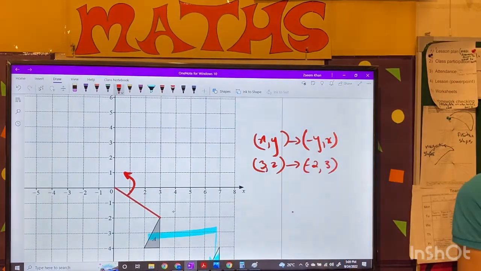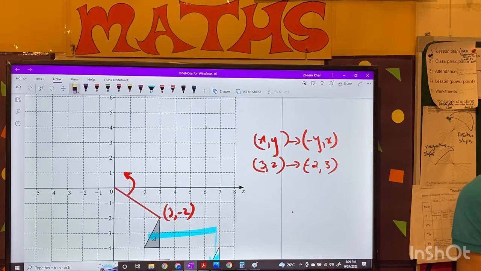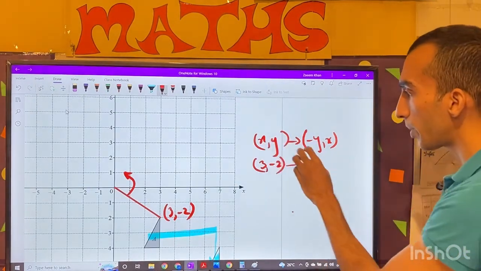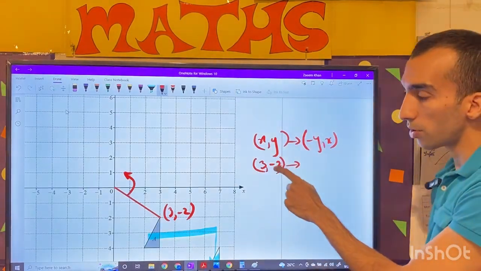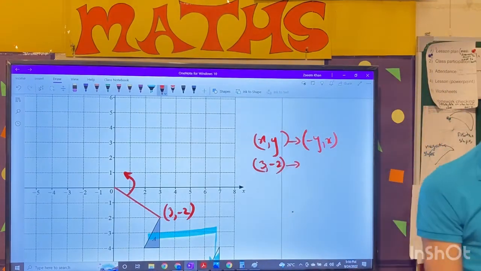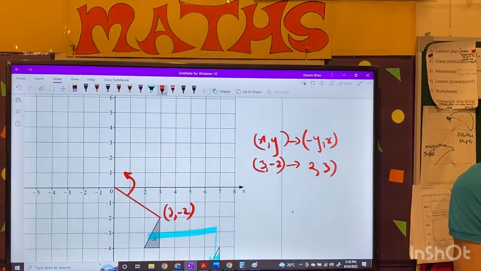So this is the first point, 3, minus 2, right? अब 3, minus 2 would technically become negative Y, X. Let's erase this. That was just an example. हम क्या करते हैं कि y component को पहले लिख देते हैं, उसका साइन भी ऑपोजिट करते हैं. If it's already negative, it will become positive. So it will become 2, 3. So this will end up at 2, 3.